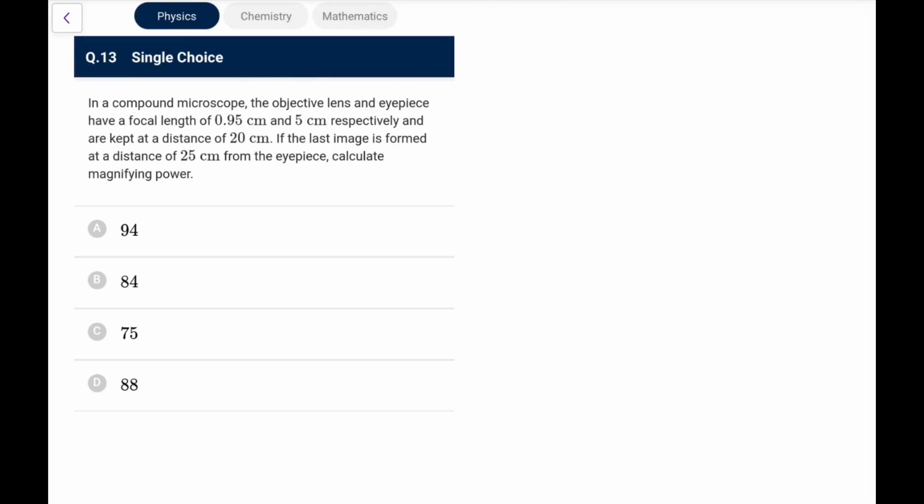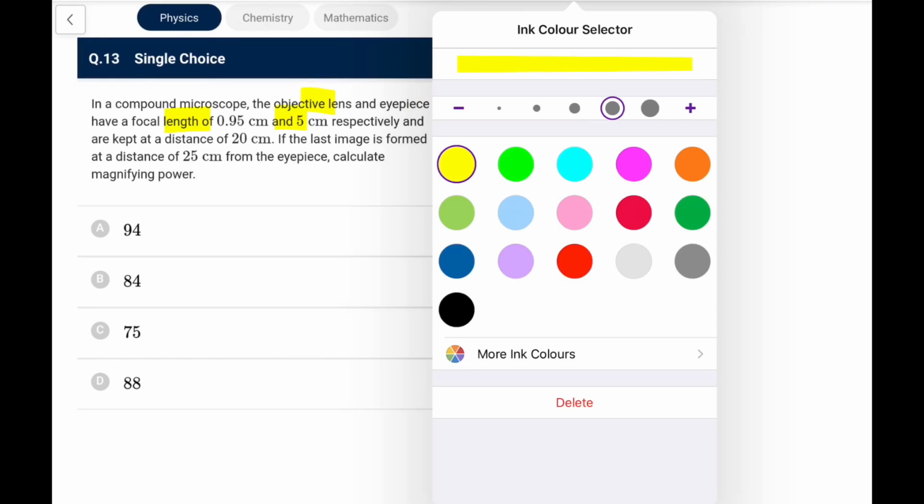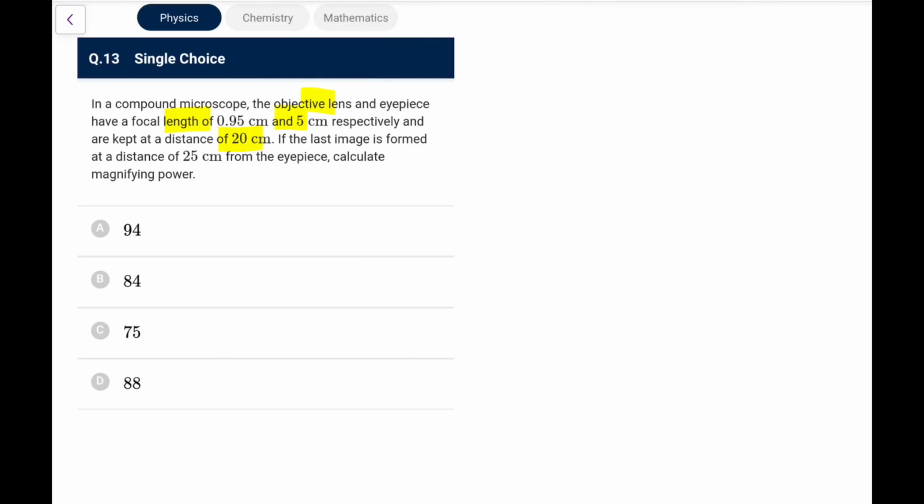Now the microscope. In a compound microscope, the objective lens and eyepiece have focal length 0.95 and 5 respectively, and are kept at a distance of 20 centimeters, that is what you are given. If the last image is formed at a distance 25 centimeter, that means it is in the near point adjustment. So magnification power in the near point adjustment you need to find out. I have the formula that magnification power would be minus V naught by U naught into 1 plus D by FE. So minus VO by UO into 1 plus D by FE, D you know, FE you know. So we need to find out VO and UO.